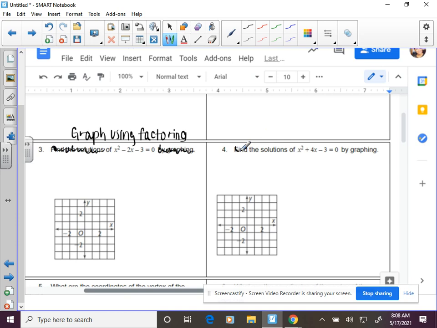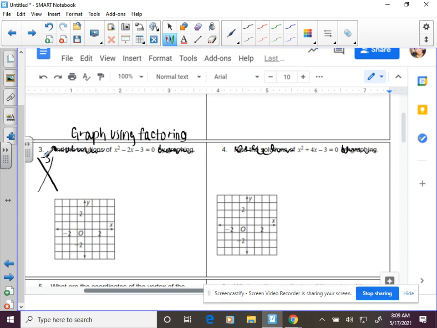Same thing with this one. It's telling you to find the solutions by graphing. We want to actually graph using factoring. So we are going to do the same thing we just did. We're going to start by doing our little X factor method. Your top number is A times C. 1 times negative 3 is negative 3.